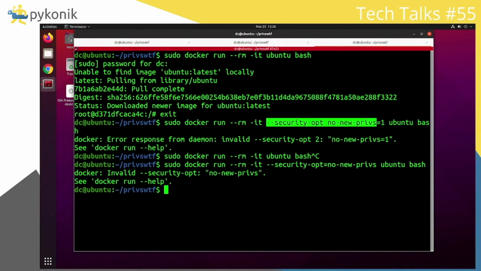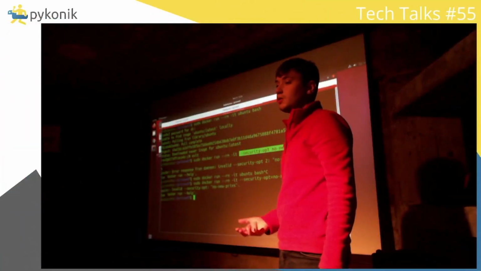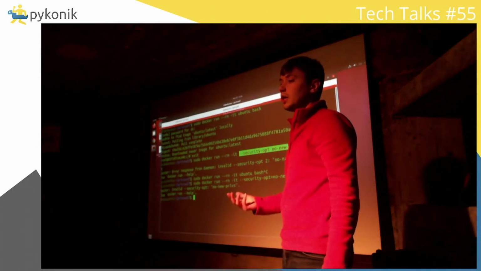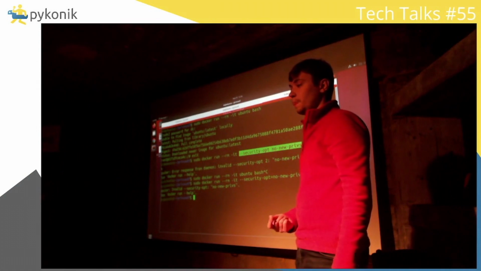How does it correlate with effective ID? So that's a kernel feature. Whenever you launch a setuid binary, the kernel checks whether you have this no_new_privs flag. If you have it enabled, you will not get this ID change. So it just disables setuid.